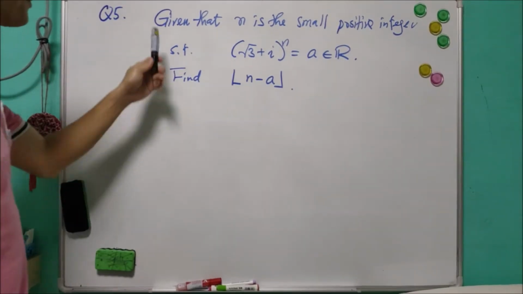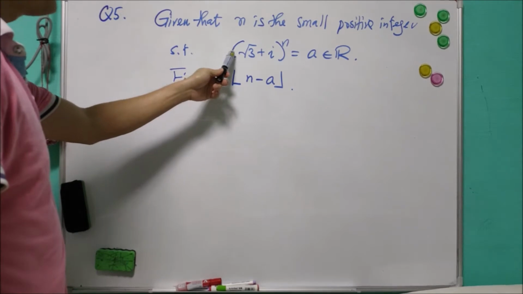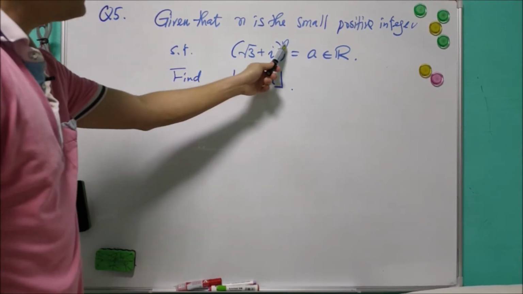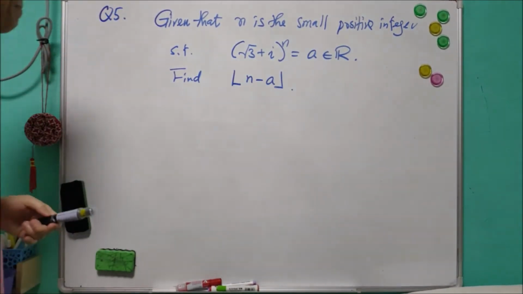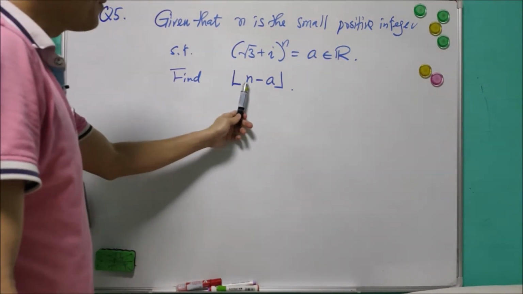This is question 5. Given that n is the smallest positive integer such that (√3 + i)^n is a real number a, find the value of the floor function of n − a.